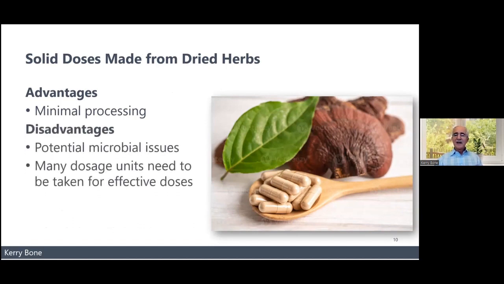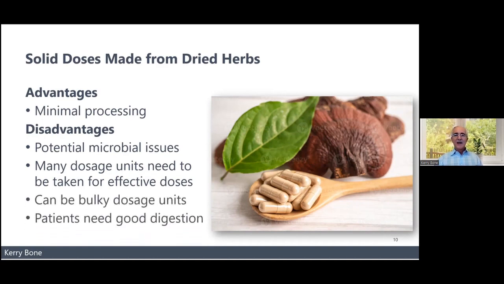But the disadvantages are that if it's just a straight dried herb, it might not comply with microbial standards. And even worse, it might have microbes in there that are not beneficial to the patient. And because it's not being concentrated, your dosage is limited. So you can generally only get 400 milligrams at best of a dried herb into a large capsule. So if you want to give 3 grams, for example, you've got to give 7 or 8 of said capsules. And again, you're using large capsules or large tablets, so the dosage units can be bulky.